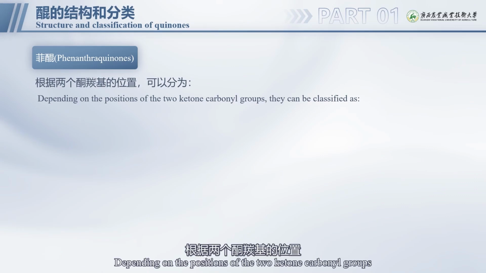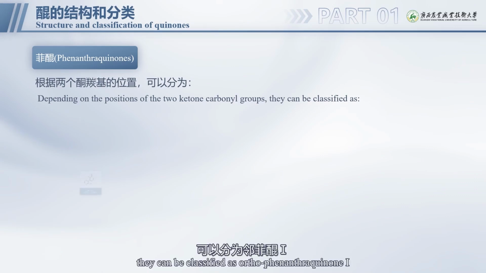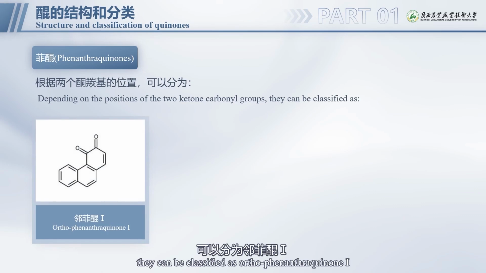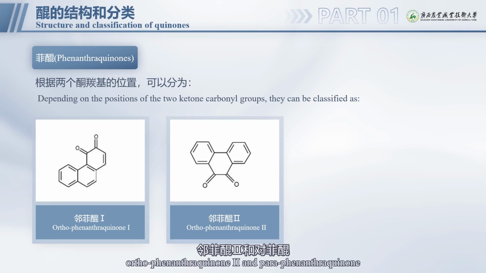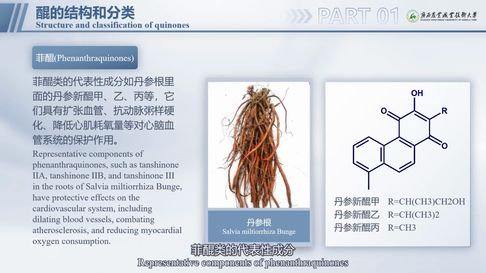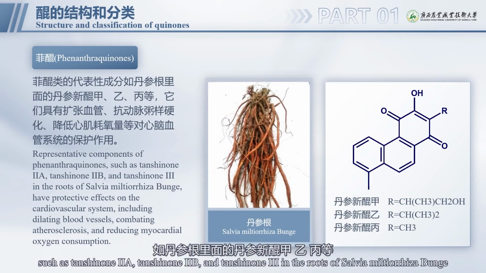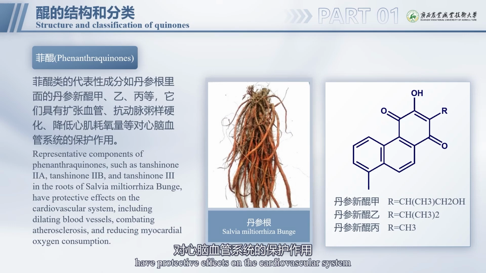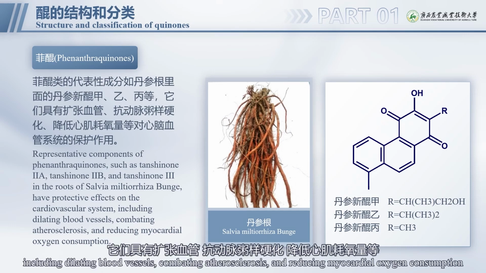Depending on the positions of the two ketone carbonyl groups, they can be classified as ortho-phenanthraquinone 1, ortho-phenanthraquinone 2, and para-phenanthraquinone. Representative components of phenanthraquinones, such as tanshinone IIA, tanshinone IIB, and tanshinone I in the roots of Salvia miltiorrhiza, have protective effects on the cardiovascular system, including dilating blood vessels, combating atherosclerosis, and reducing myocardial oxygen consumption.